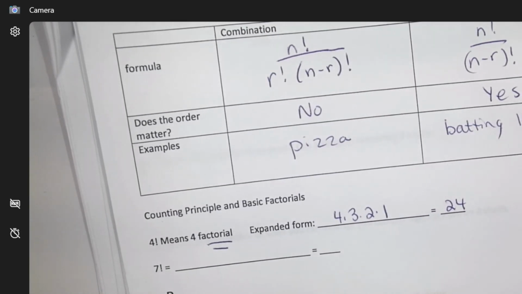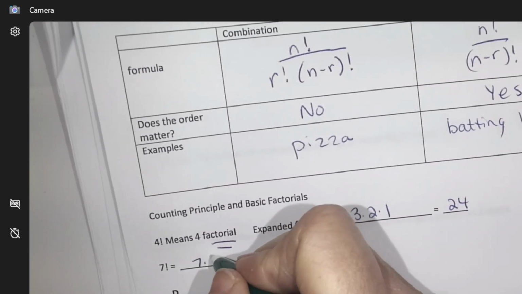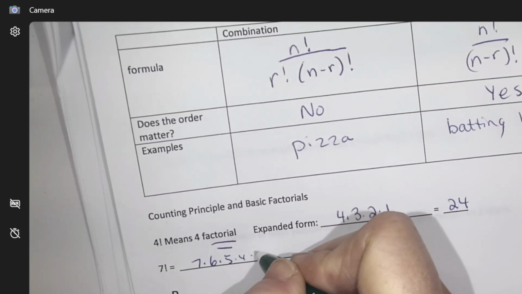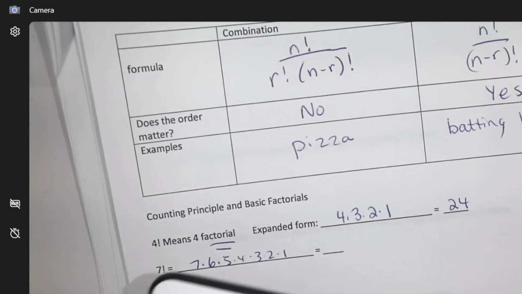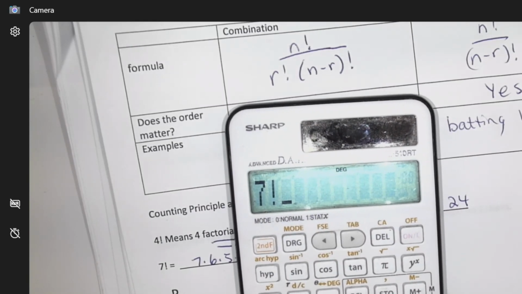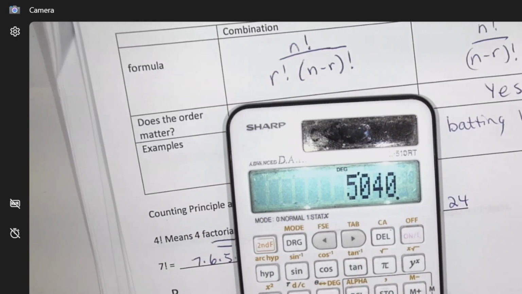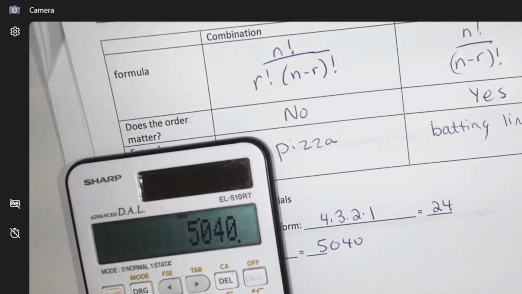Okay, so 7 factorial, what do you think that would mean? That would mean doing 7 times 6, 5, 4, 3, 2, 1. Okay, so again, let's go to that button in our calculator. So 7 factorial equals, let's see if you can get to that answer using your buttons.